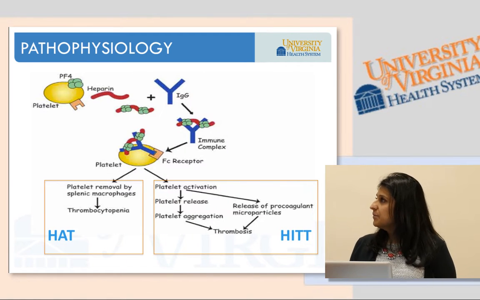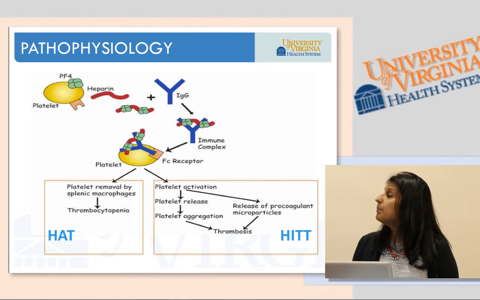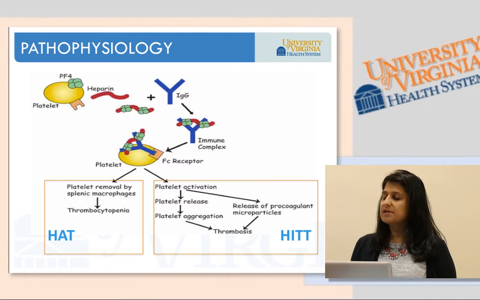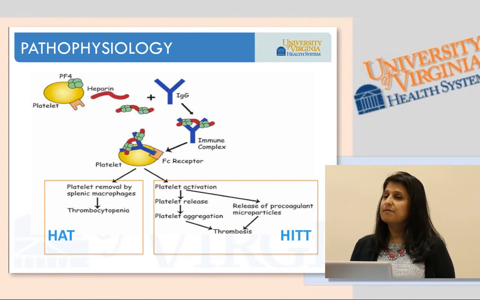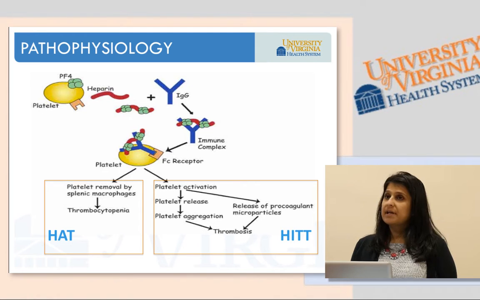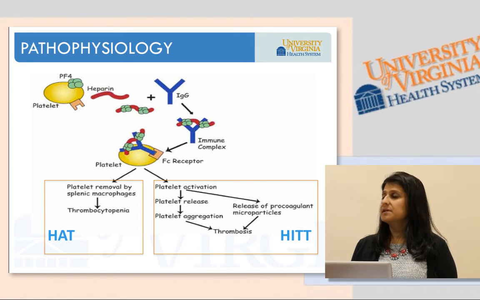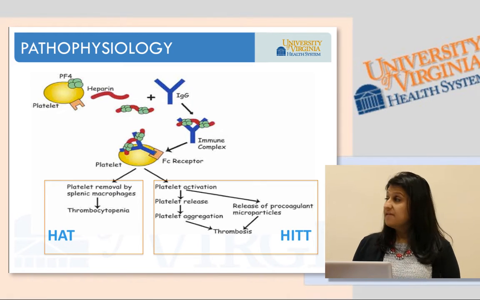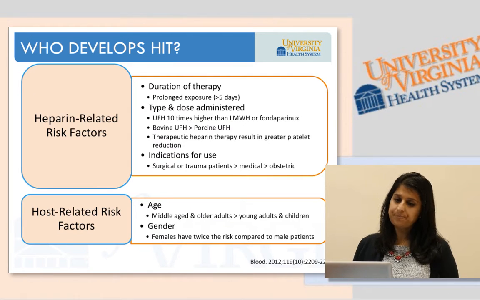When looking at the thrombocytopenia of HIT, sometimes heparin exposure leads to IgG antibodies. IgG antibodies then recognize the PF4 heparin complex and will bind to the Fc receptor on the platelets. This leads to platelet activation, and then the end result is thrombosis, which leads to venous or arterial thrombosis. And this is usually the type of HIT that we see in our patients where thrombosis is developed.